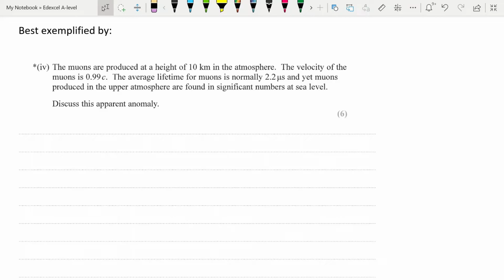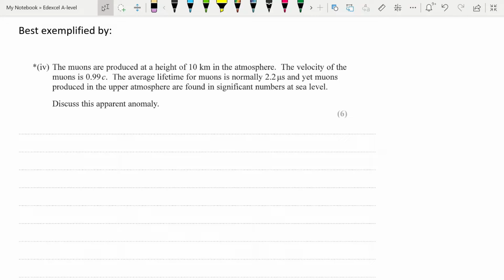It's not very often asked because it's difficult to find a situation in which you could ask this, but in 2019 they did ask. The muons are produced, there was an earlier part of the question about muons, at a height of 10 kilometers in the atmosphere. The velocity of them is 0.99 c, so 99% the speed of light. That's their average lifetime, normally 2.2 microseconds, and yet you find them at sea level. So they're asking you to explain what is going on here.